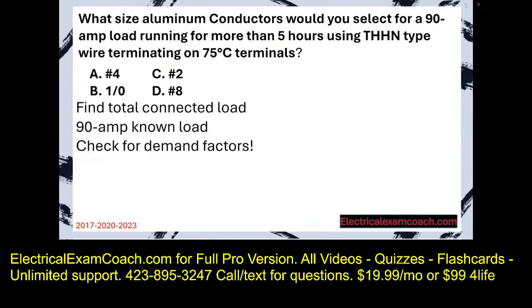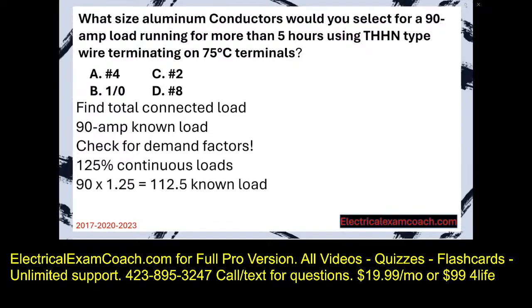In this case, we find out it's a continuous load. We're going to do our continuous load math. We take our starting known load multiplied by 1.25, and that's going to give us a new known load of 112.5 amps. Now, we have to remember that all of our wire must meet or exceed the known load.